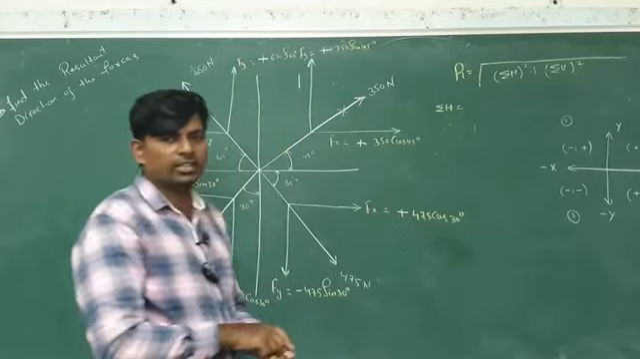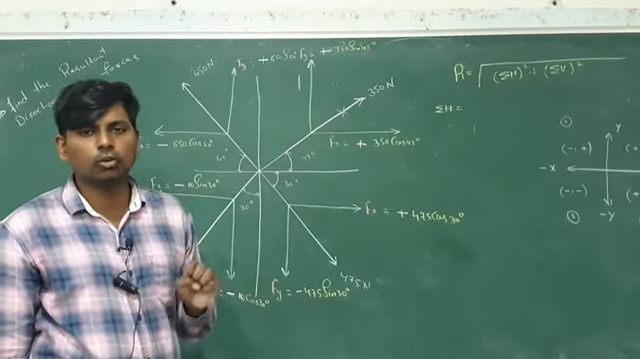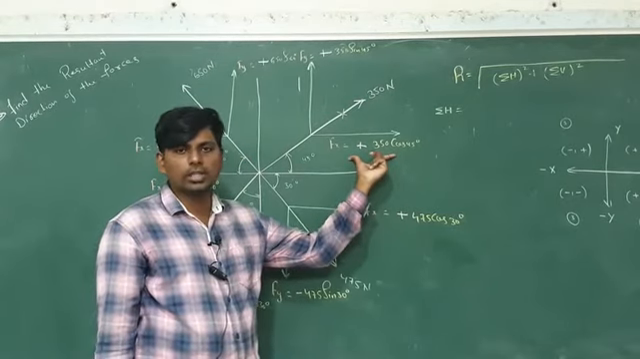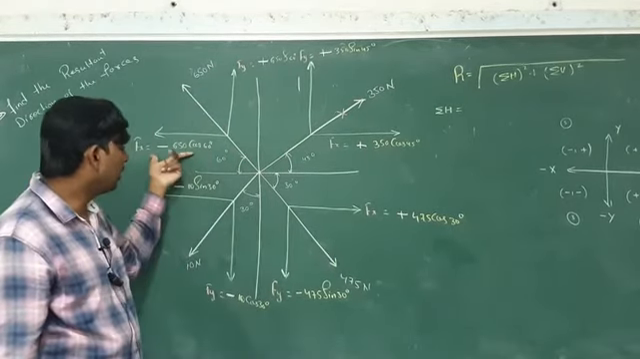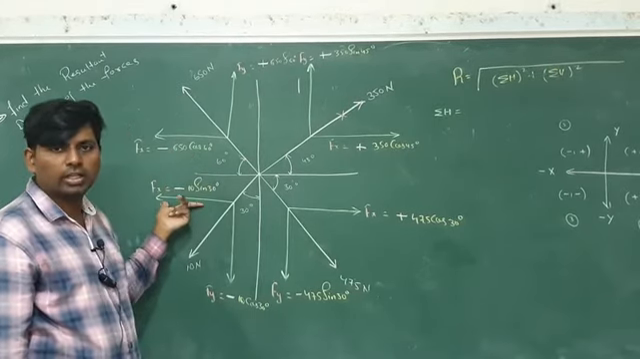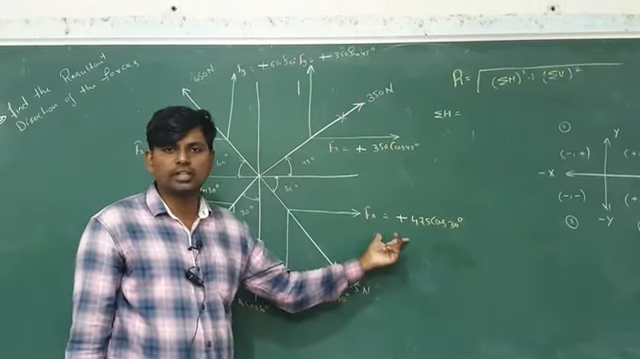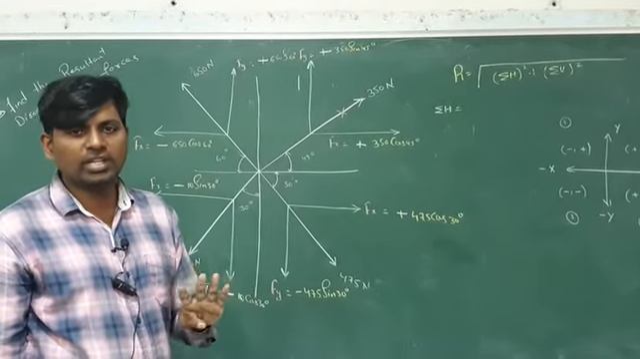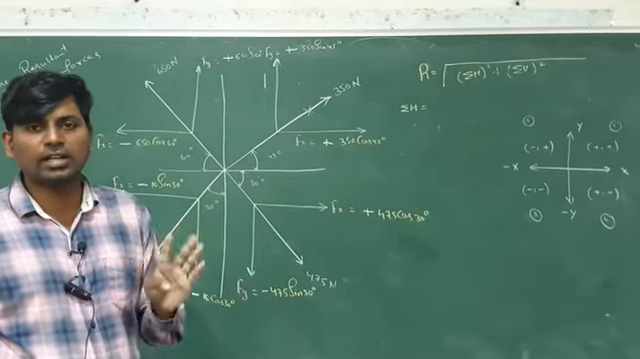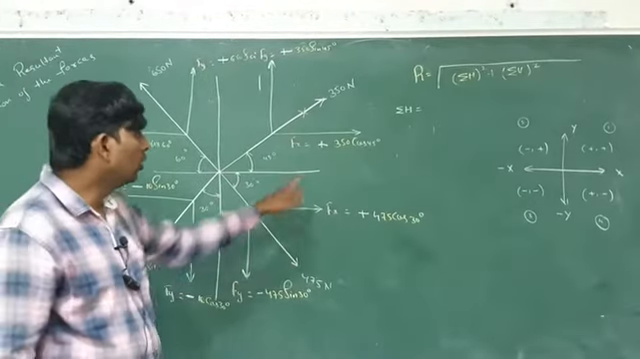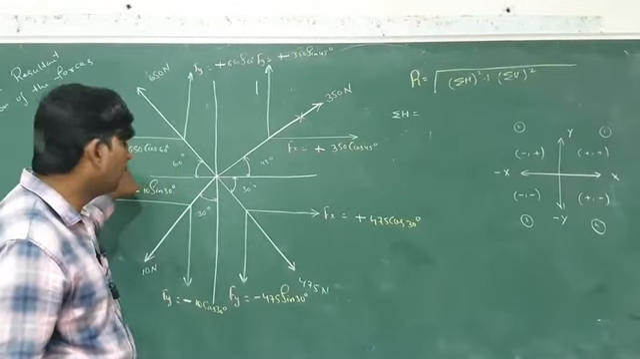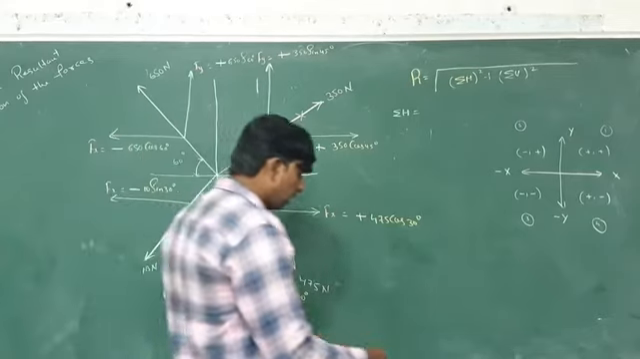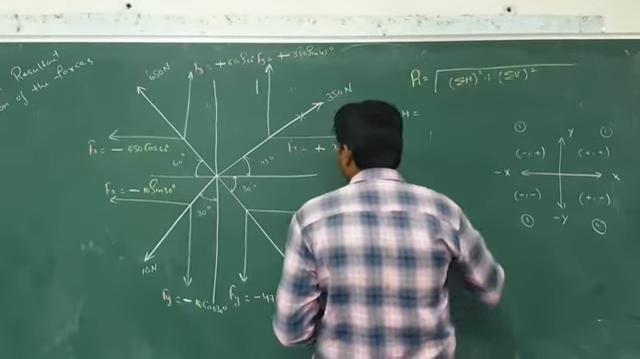First I have to count in this diagram how many horizontal forces are present. So here I can see first one is the horizontal force, second horizontal force, third horizontal force, fourth horizontal force. In this diagram totally 4 horizontal forces are there. So first I have to write those 4 horizontal forces with respect to their sign. Here positive, here negative, here negative, and here positive. So first I am writing their sign.